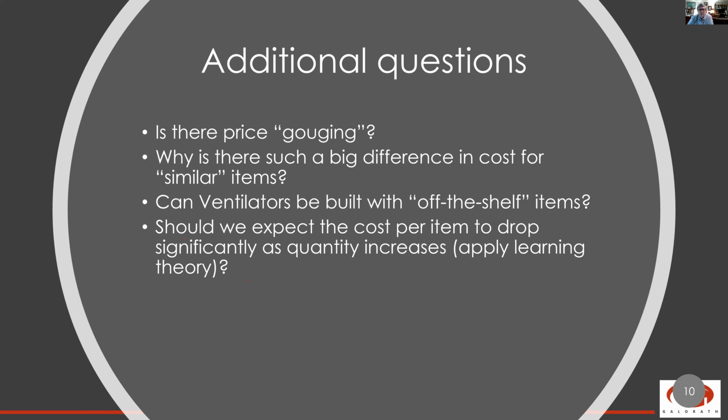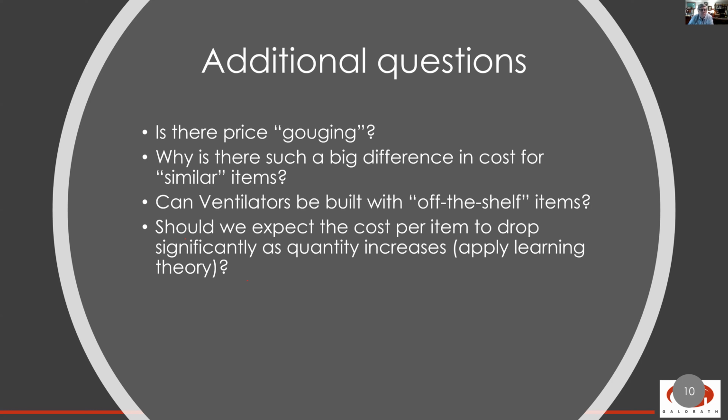But that led us to several other questions that we need to address. Those questions were, is there price gouging? Why is there such a big difference in cost for similar items? Can ventilators be built with off-the-shelf items? And should we expect the cost per item to drop significantly as quantity increases? So I'll try to address each of those.